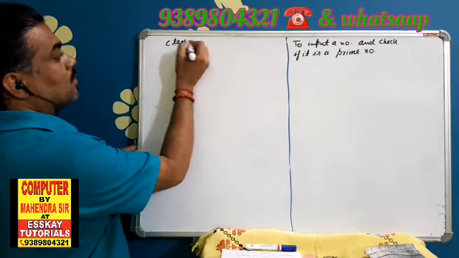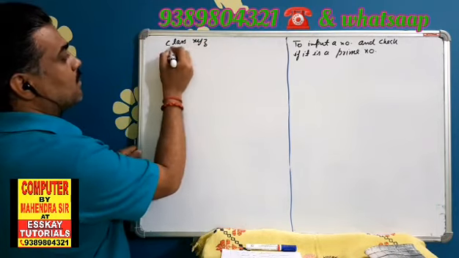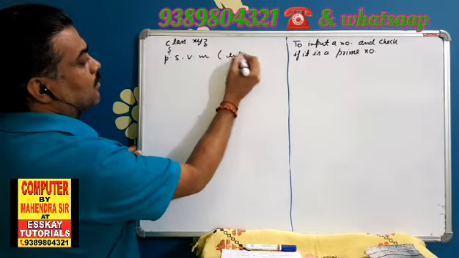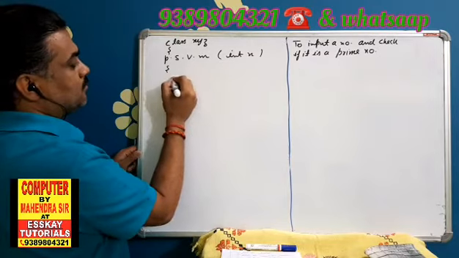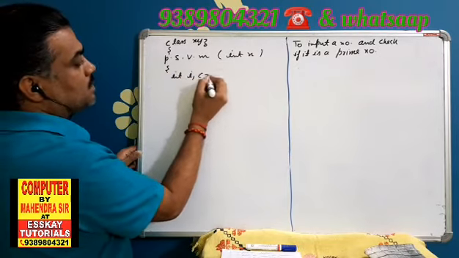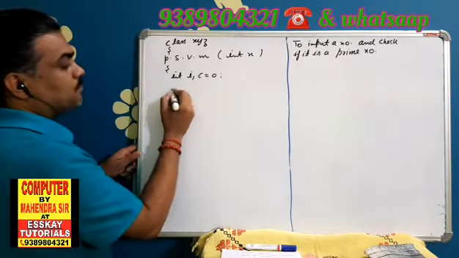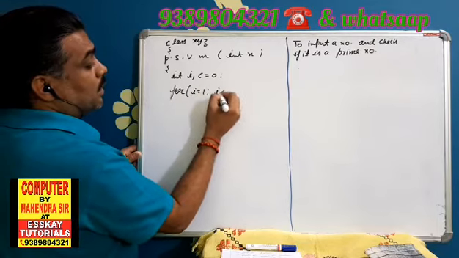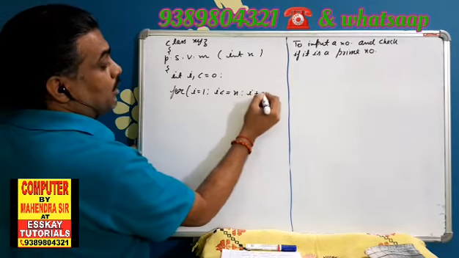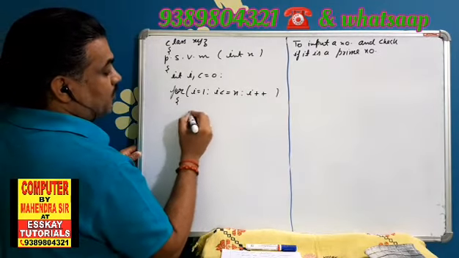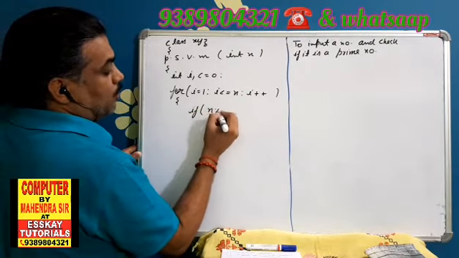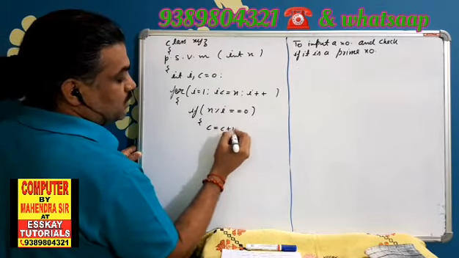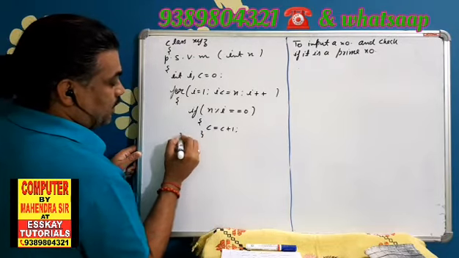Class XYZ, public static void main, int n, int c is equal to 0 to count the factors. Again the same loop. For i is equal to 1, i is less than or equal to n, i plus plus. Right? If n mod i is equal to 0, I'll count. That is c is equal to c plus 1. My counter variable is c, and I close this.